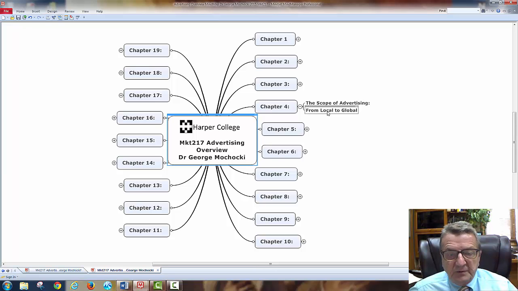Remember, a lot of times in an advertising campaign, we would like to have a slogan that could be international. But I understand that different cultures may take certain things in the wrong way. If I look at the American flag, we have it all over. It shows patriotism.